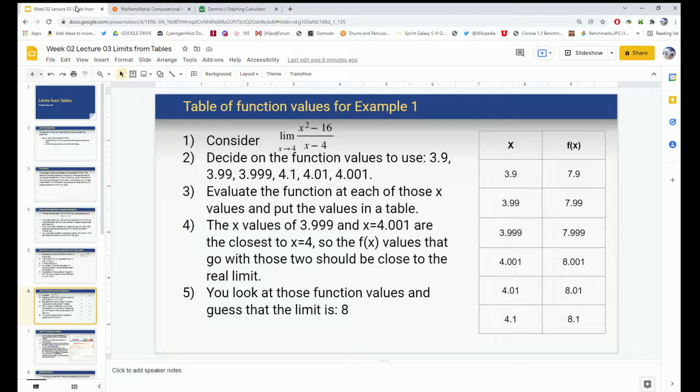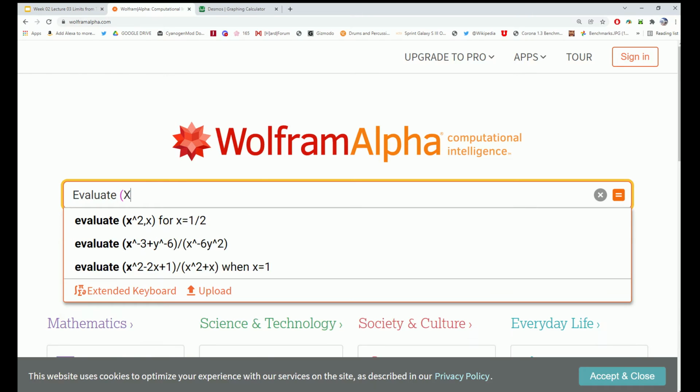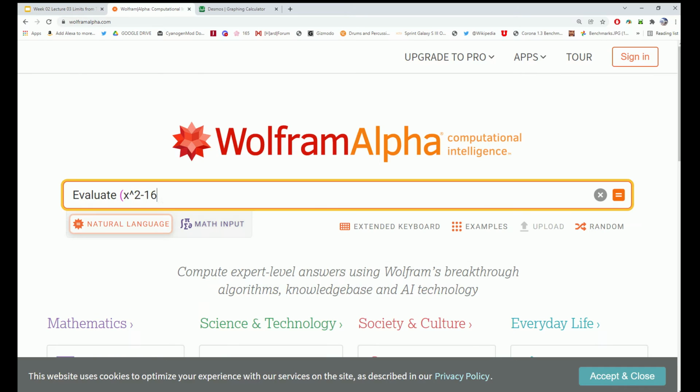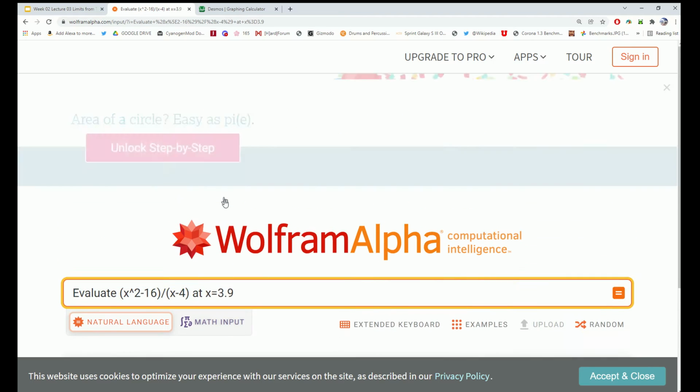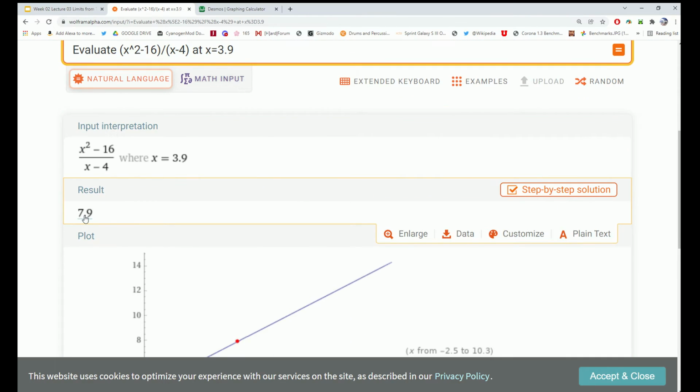So here's how I would do it. Our function is x squared minus 16 over x minus 4. So I would say I want it to evaluate x squared minus 16 divided by x minus 4. Use parentheses where appropriate. Notice how I typed in the caret there. And then I'll just say what x value I want it at. So I'll say evaluate this at x equals 3.9. Okay, so if I just hit enter here, I get the result of 7.9.